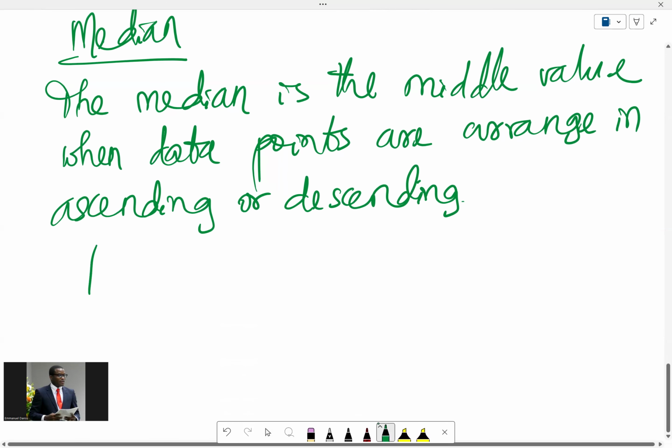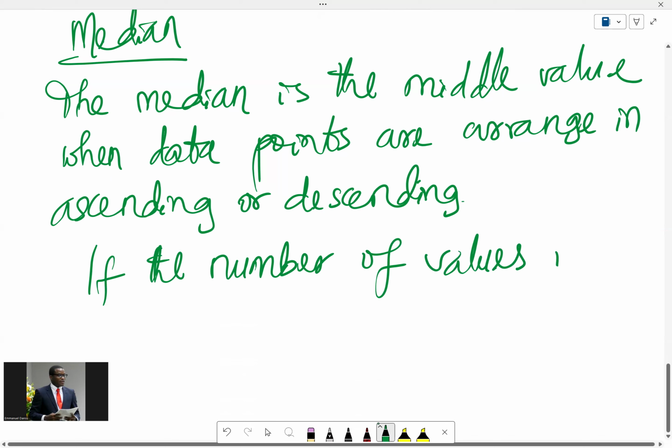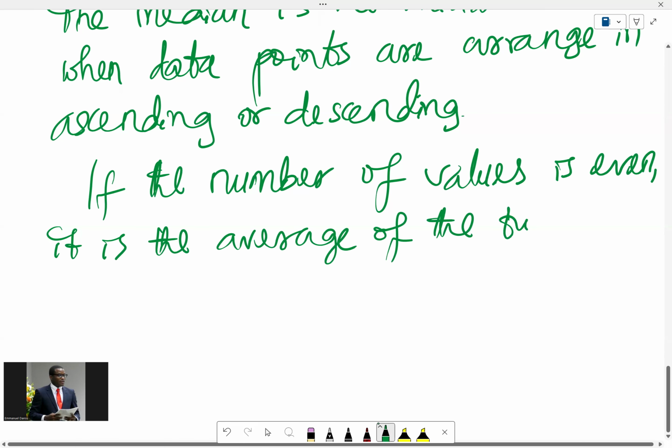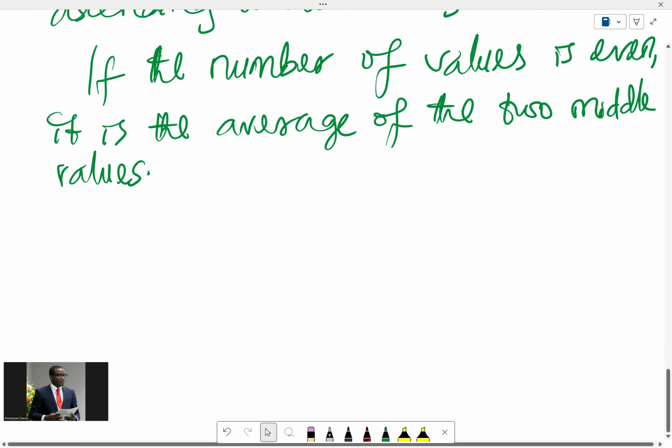If the number of values is even, it is the average of the two middle values. Of course, if it is odd, there's clearly a number in the center. So what are the steps now? Steps to find median.